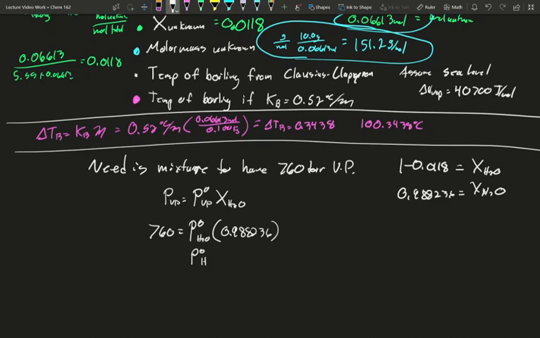That ideal pure vapor pressure needs to be 769.054. So we need to know at what temp the pure vapor pressure would be almost 770. Because that's where the reduced vapor pressure is going to match the outside atmospheric pressure.